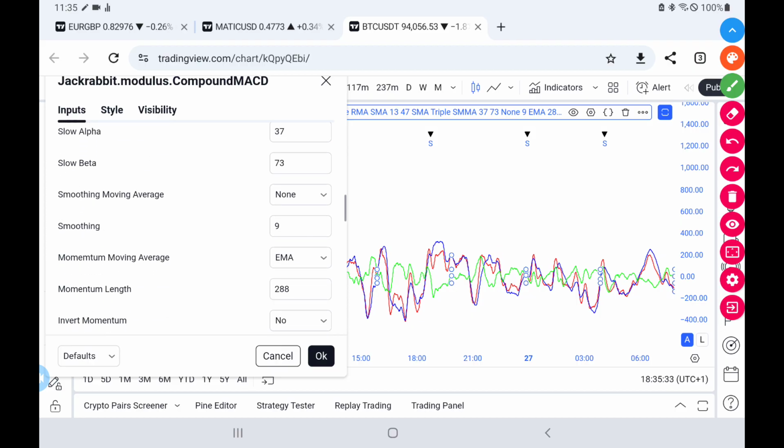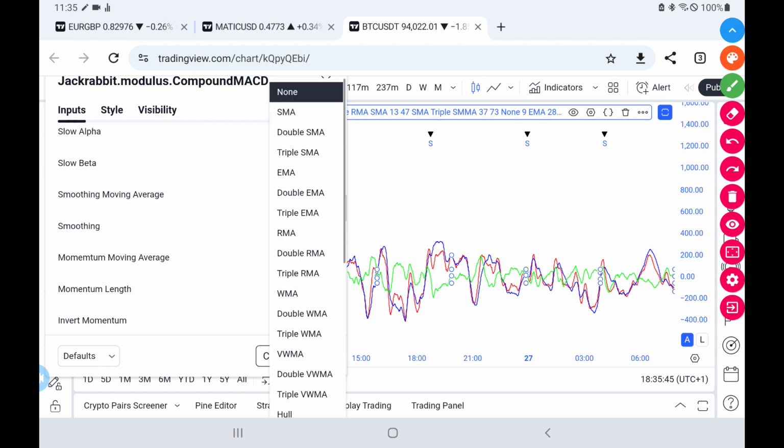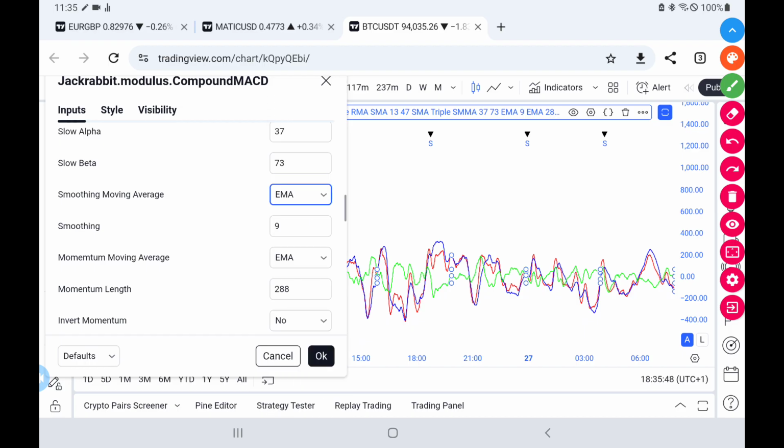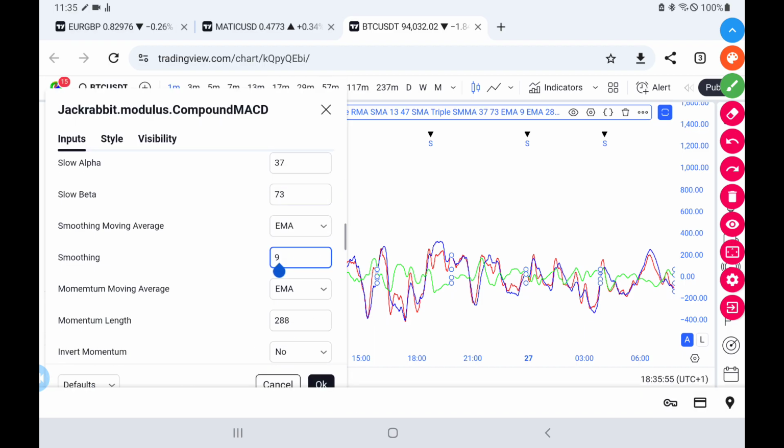If we go down further, we find out that the smoothing moving average, which controls the delta, is currently set to none. So let's set this one to a simple EMA. And we'll see the green line change. Now let's set the length of the delta lookback to 31. And yet again, you will see the change on the chart.